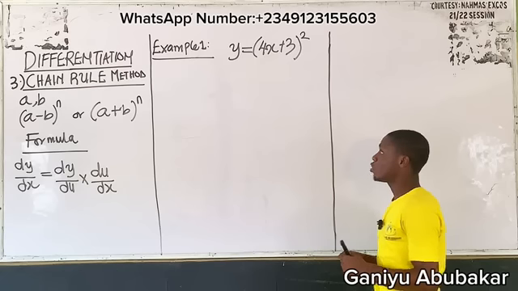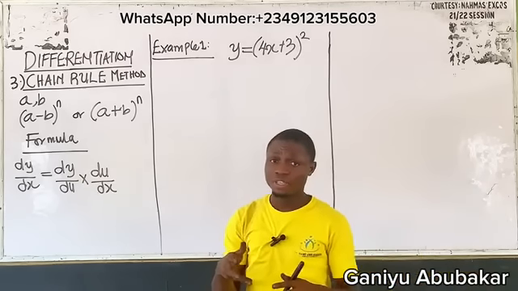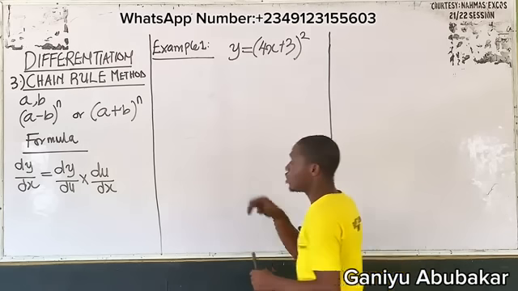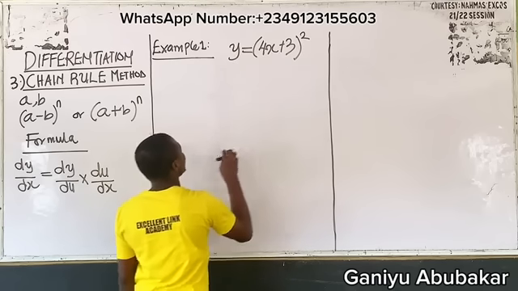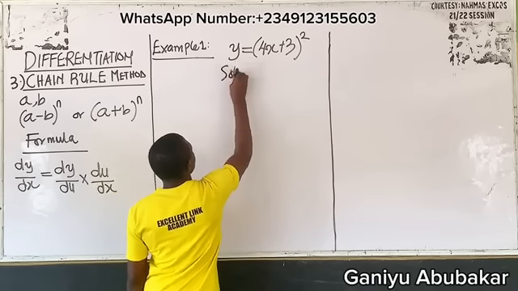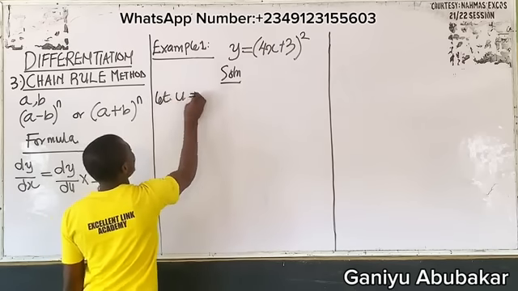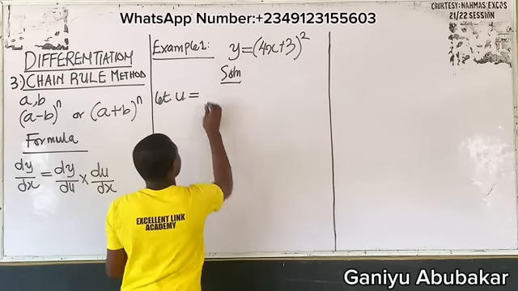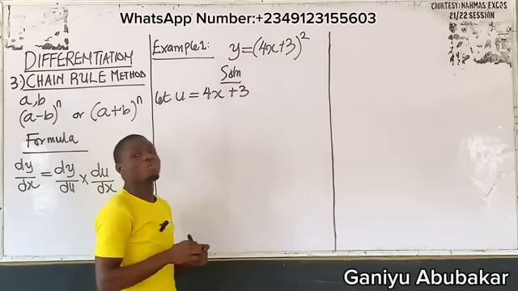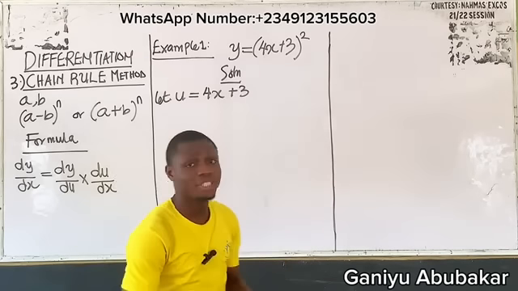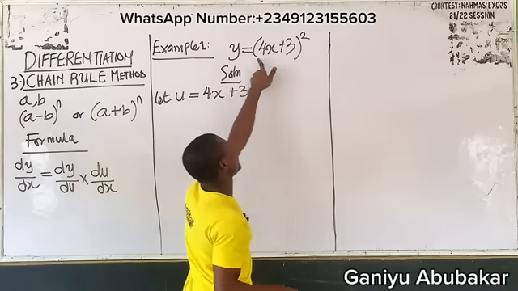Now, how do you solve a question on chain rule? Chain rule is different from the general method and first method we've been doing so far. In this case, I'm given that y is equal to this. My first task is that I will let u be equal to the term in bracket, that's 4x plus 3. So your first task when solving problems under chain rule is that you let u be the term in bracket.